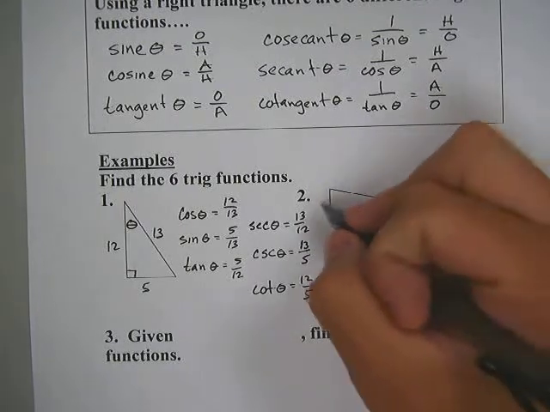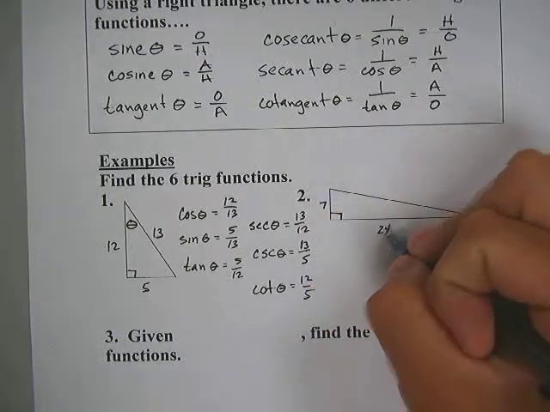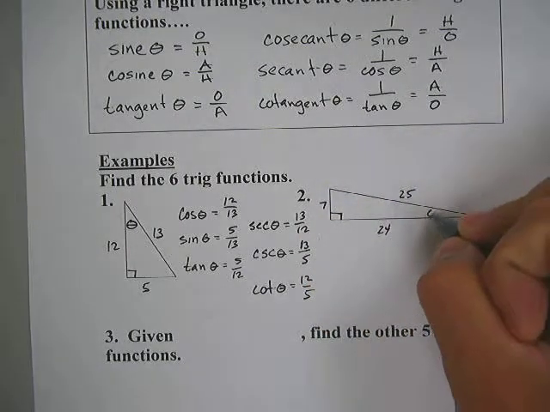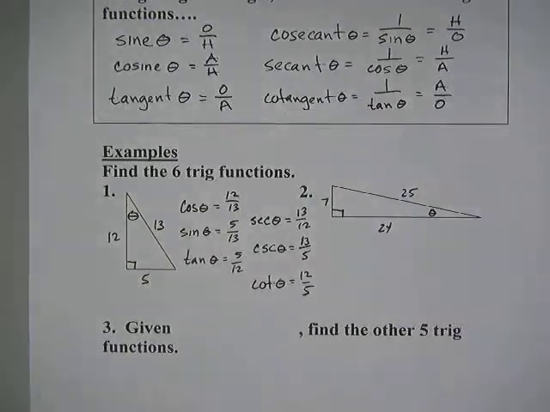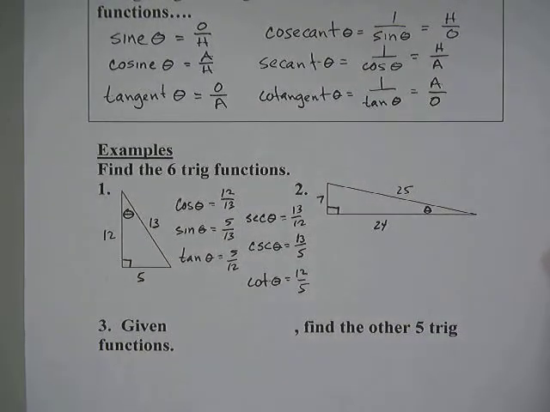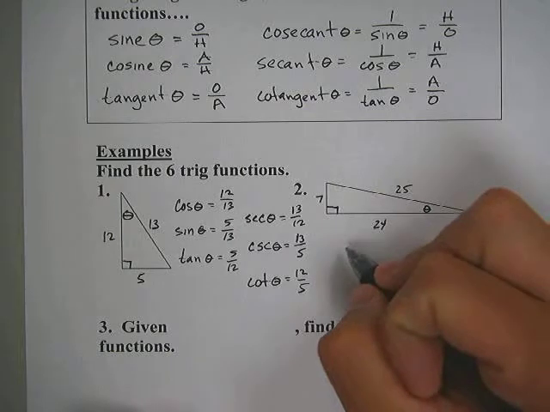Pretty basic, pretty easy right there. So, I'll give you an opportunity, if you wanted to hit pause, this would be a good time. I'm going to give you a triangle, 7, 24, 25, and we'll call that theta. See if you can identify the 6 trig functions.